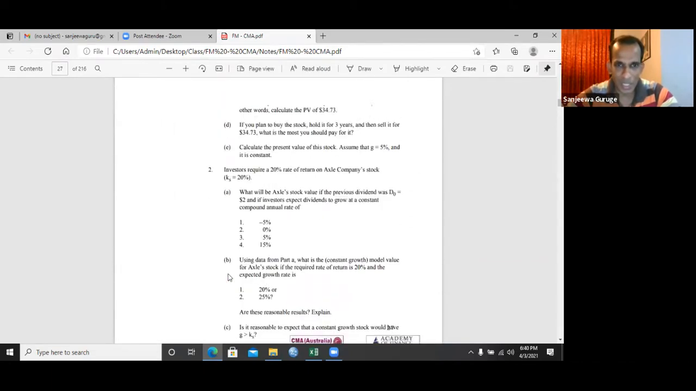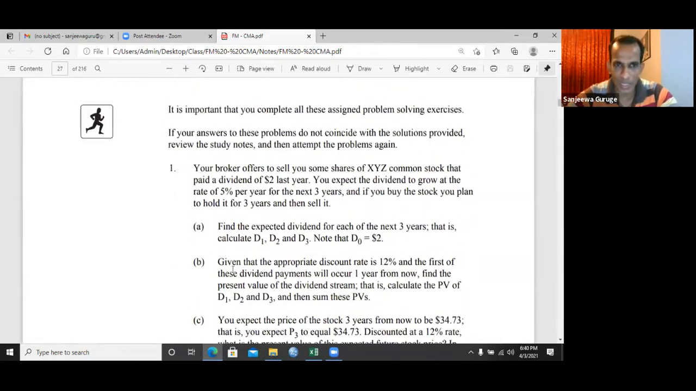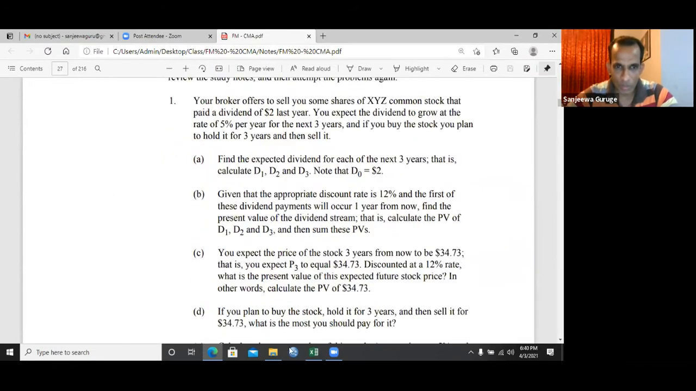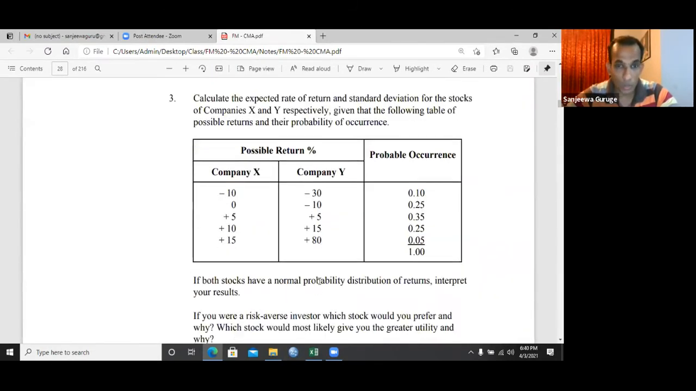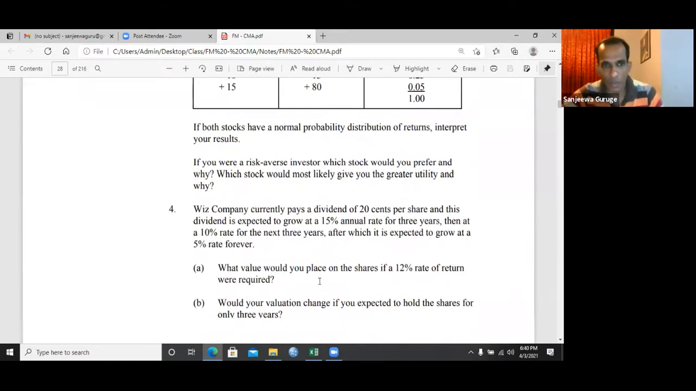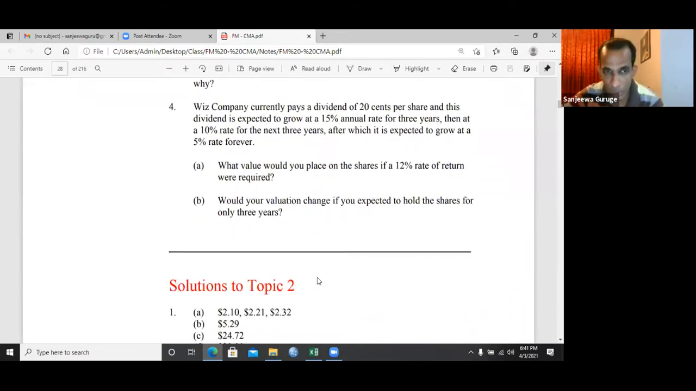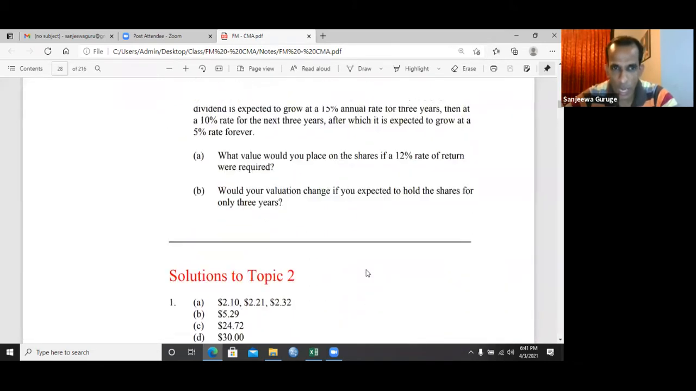Right, the question related to these problem solving exercises, we have done question number 1 and 2. Question 3 we didn't do, because to discuss question number 3, we have to discuss one more concept relating to these investments and valuation of financial assets. So question number 4 is on page number 28.